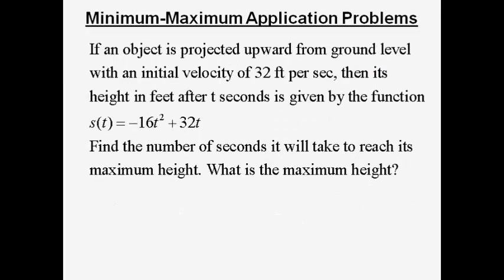Minimum, maximum problems. If an object is projected upward from ground level with an initial velocity of 32 feet per second, then its height in feet after t seconds is given by this function: S of t equals minus 16t squared plus 32t. Find the number of seconds it will take to reach its maximum height, and what is its maximum height. So hopefully you're looking at this parabola and you're saying, well, that negative a number, it's going to frown, and that vertex would be its maximum.